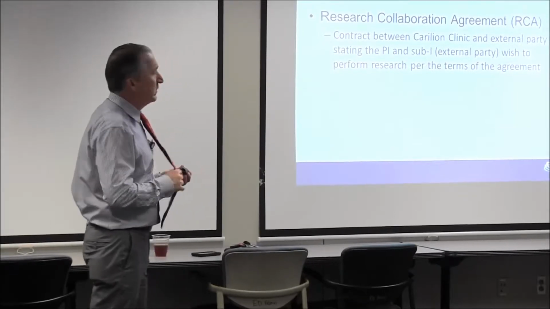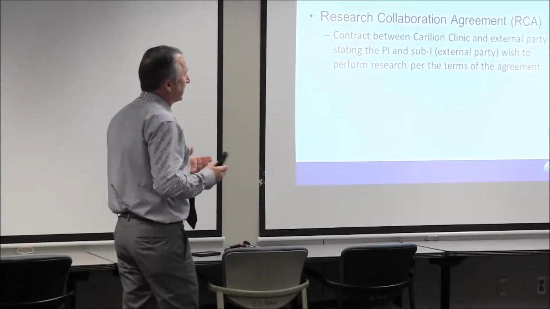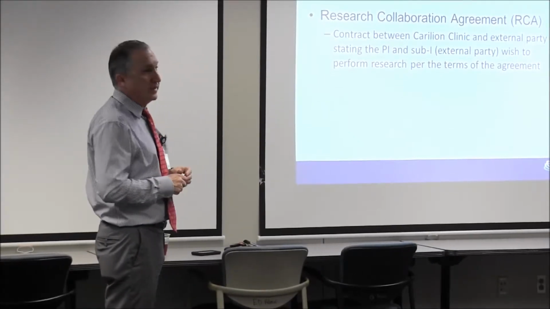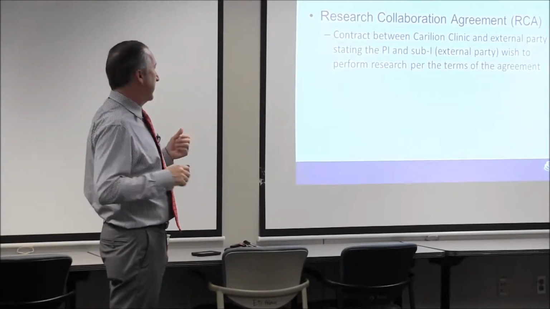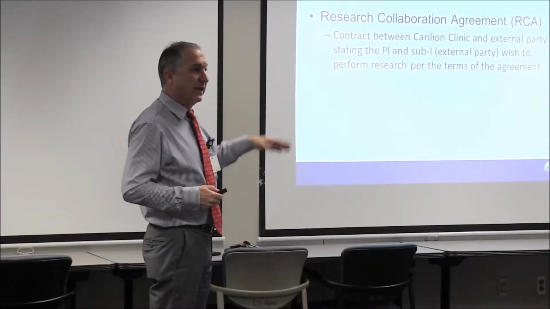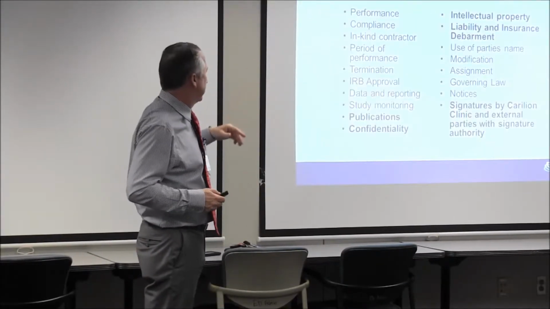So let's talk a little bit about a research collaboration agreement, because that's the most common one. That's a contract between Carilion Clinic and the external party, stating that the PI and the sub-I, the external partner, wish to perform research per the terms of agreement. Again, we do this all in the background. You don't have to do that.